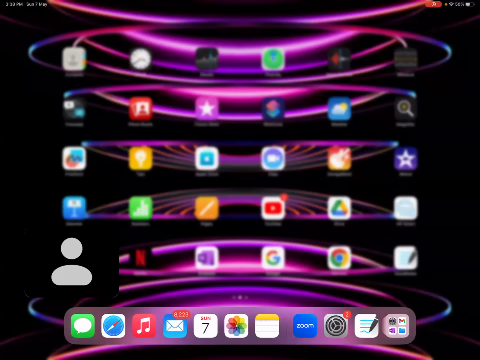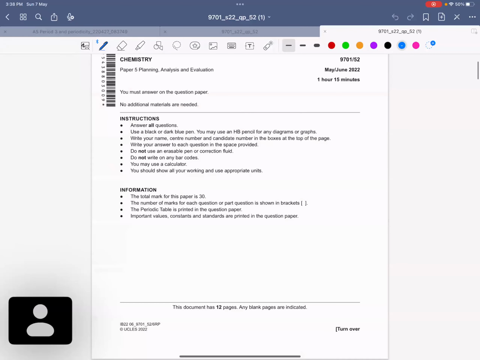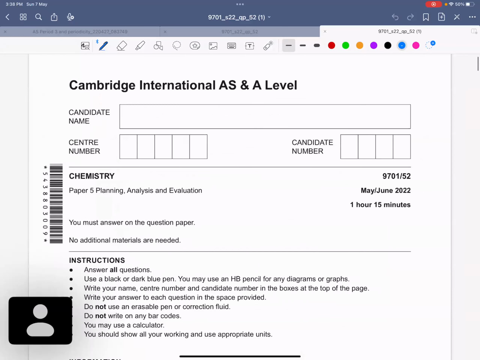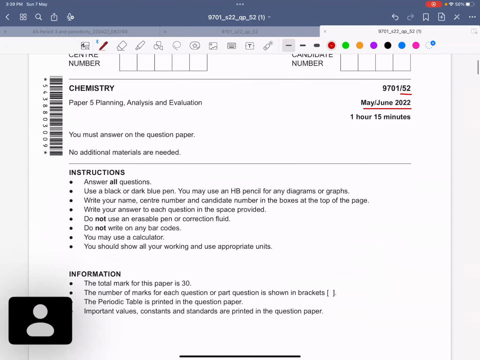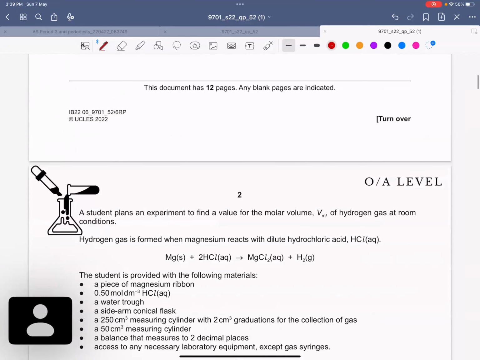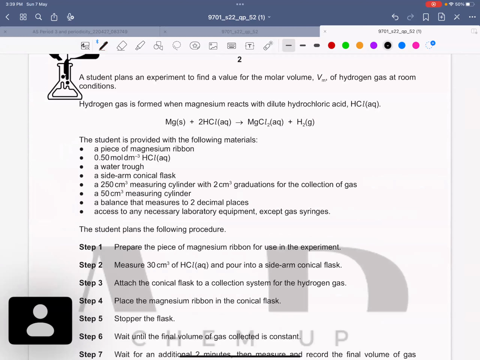So, we are starting a new paper, May-June 2022, paper 5-2. Let's start with question number 1.